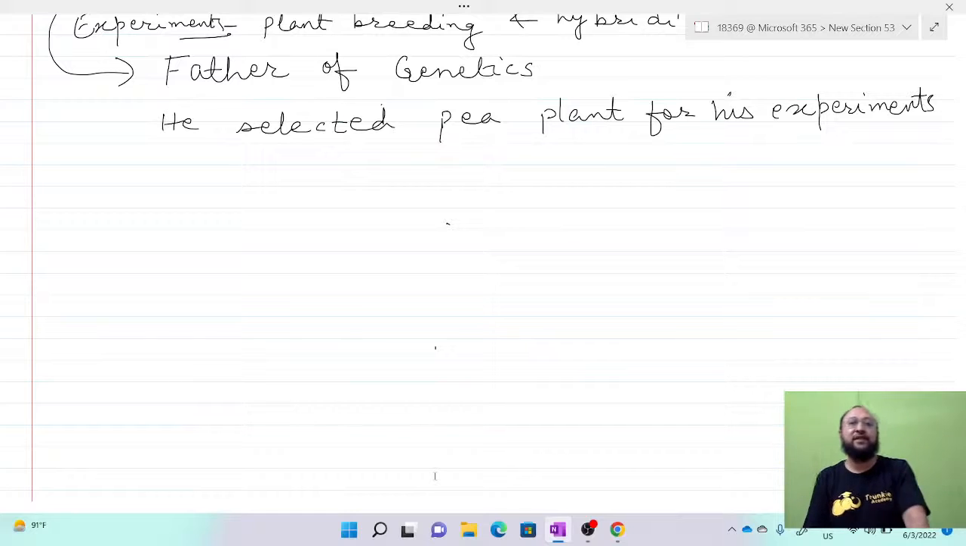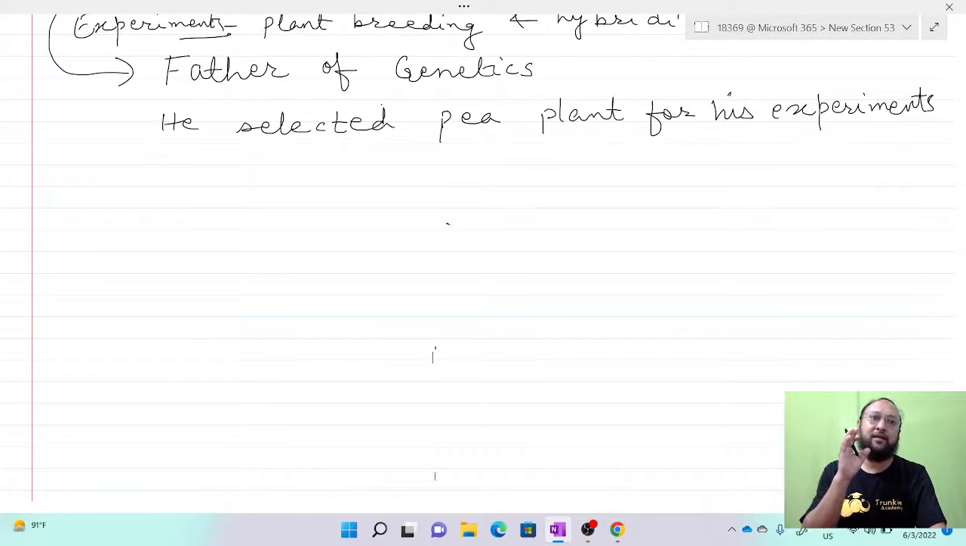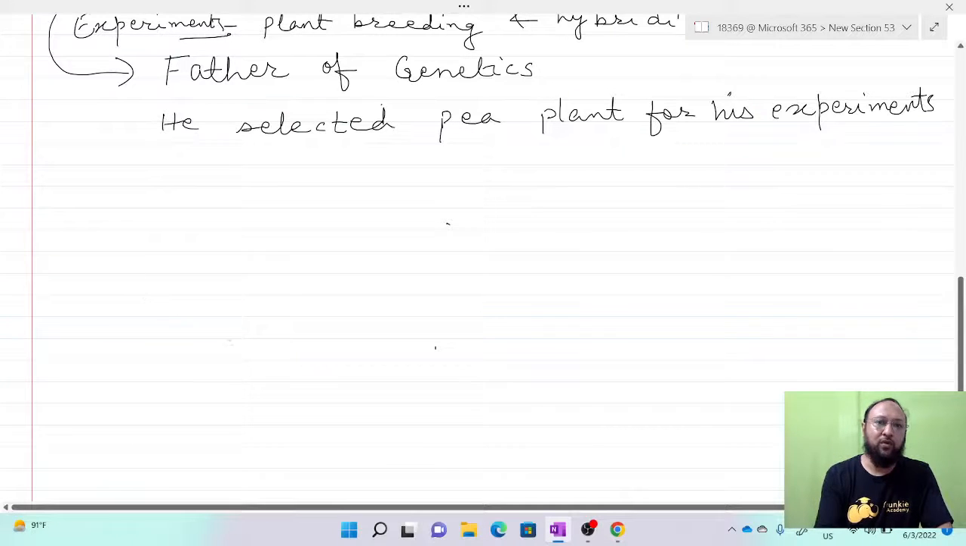So first we'll see what the 7 different characters are. First he observed that this pea plant is easy to grow, and there are 7 easily observable pairs of contrasting characters. When you say characters, there are alternative forms: 7 characters with 2 alternative forms. So 7 pairs of traits, rather than characters. So we'll write here: character, trait.